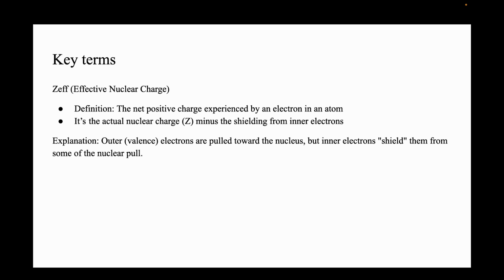Z effective is the effective nuclear charge. It's a net positive charge experienced by an electron in an atom. It's the actual nuclear charge, Z, minus the shielding from the inner electrons if you want to calculate it. So the number of protons minus the amount of inner electrons equals Z effective. And basically, Z effective means that the outer valence electrons are pulled towards the nucleus, but inner electrons shield them from some of the nuclear pull. So, yeah, that's what Z effective essentially is.